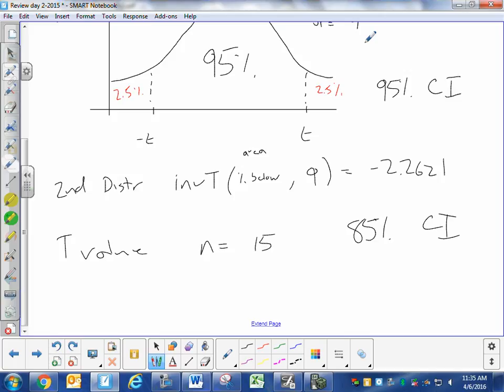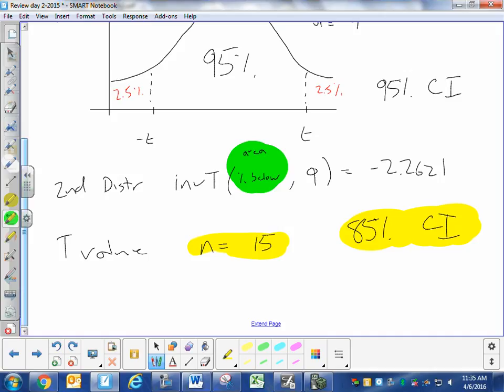Okay? Now I want you to find a new t-value. I want you to find the t-value when your n is 15 that you would use for an 85% confidence interval. You just have to put in the area below for your area, the percent below. Well, if it's 85% on the inside, it's 15% on the outside, divided by 2, 7.5% would be in each tail.